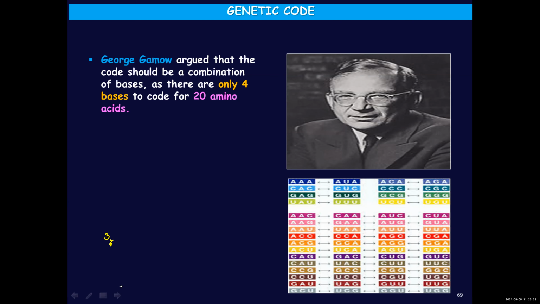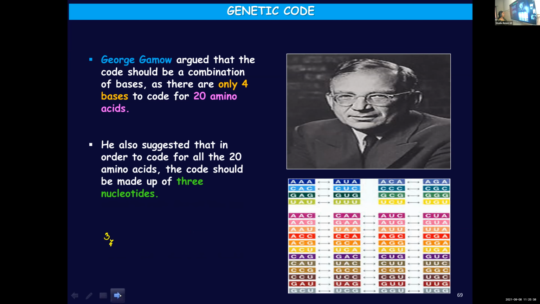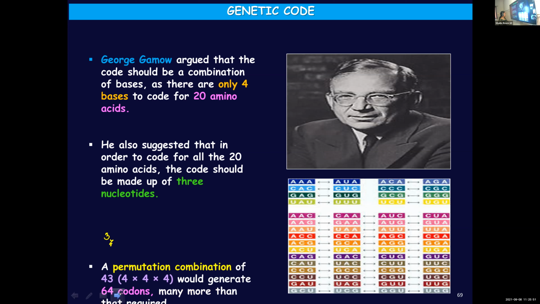According to him, this genetic code should consist of nitrogen bases, and only 4 nitrogen bases are there, while amino acids are 20 in number. So with these 4 nitrogen bases, we have to code for 20 amino acids. He also suggested that each code can have a minimum of 3 nitrogen bases. Even though 4 are there, 3 is enough to code for a particular amino acid.